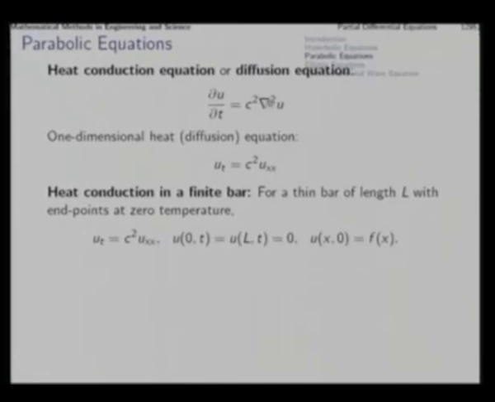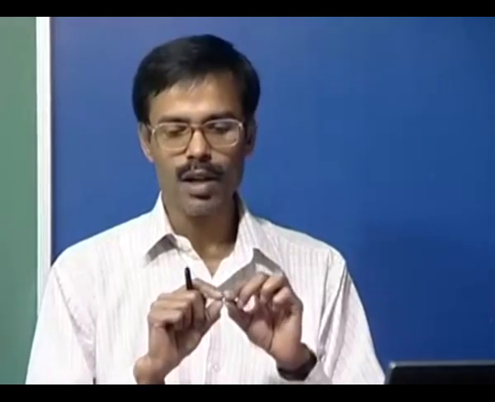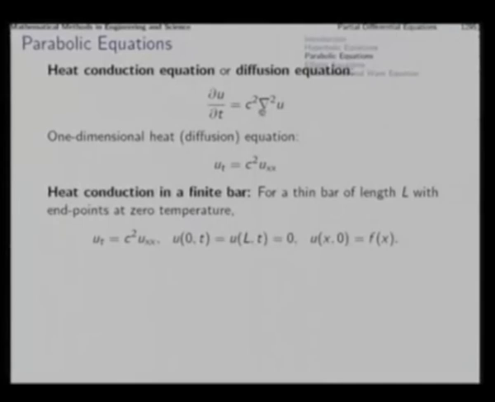Now, this Laplacian over u will give you a large term: del 2 u by del x square plus del 2 u by del y square plus del 2 u by del z square. Now, in the particular case of one dimensional domain, only del 2 u by del x square will remain, and that gives us the one dimensional heat equation, which is this, right.